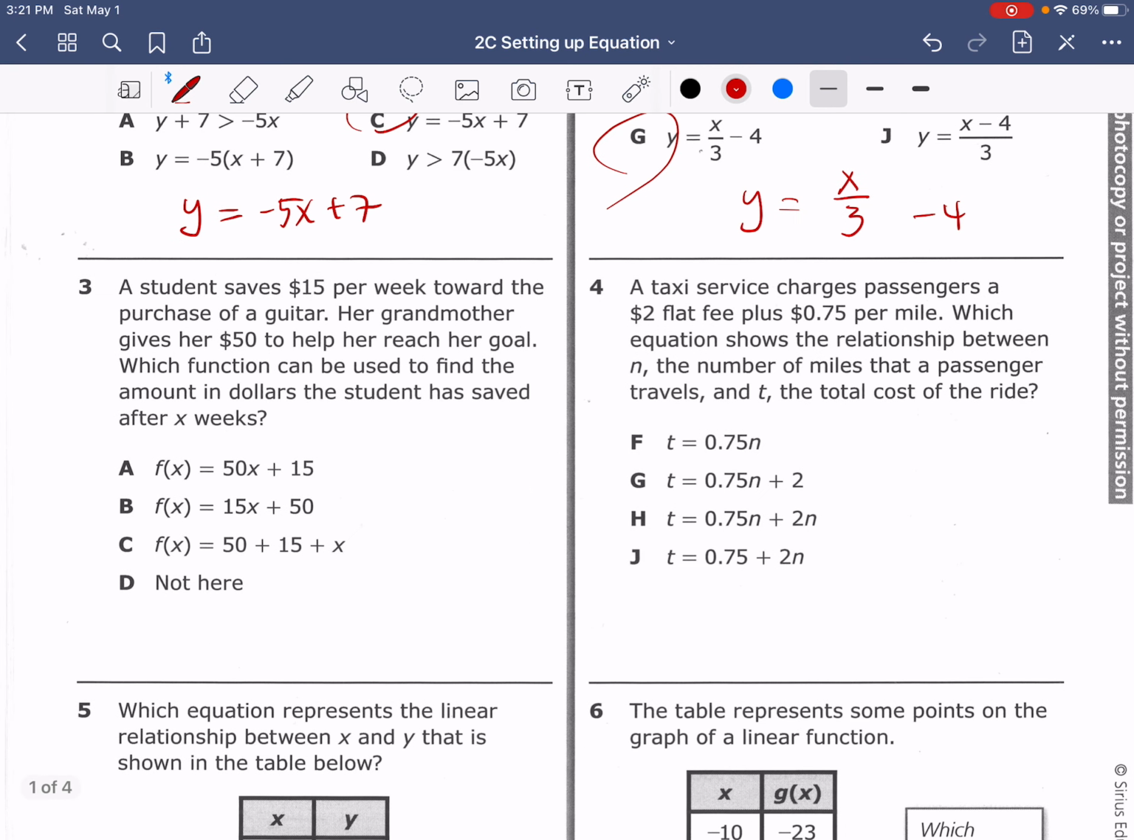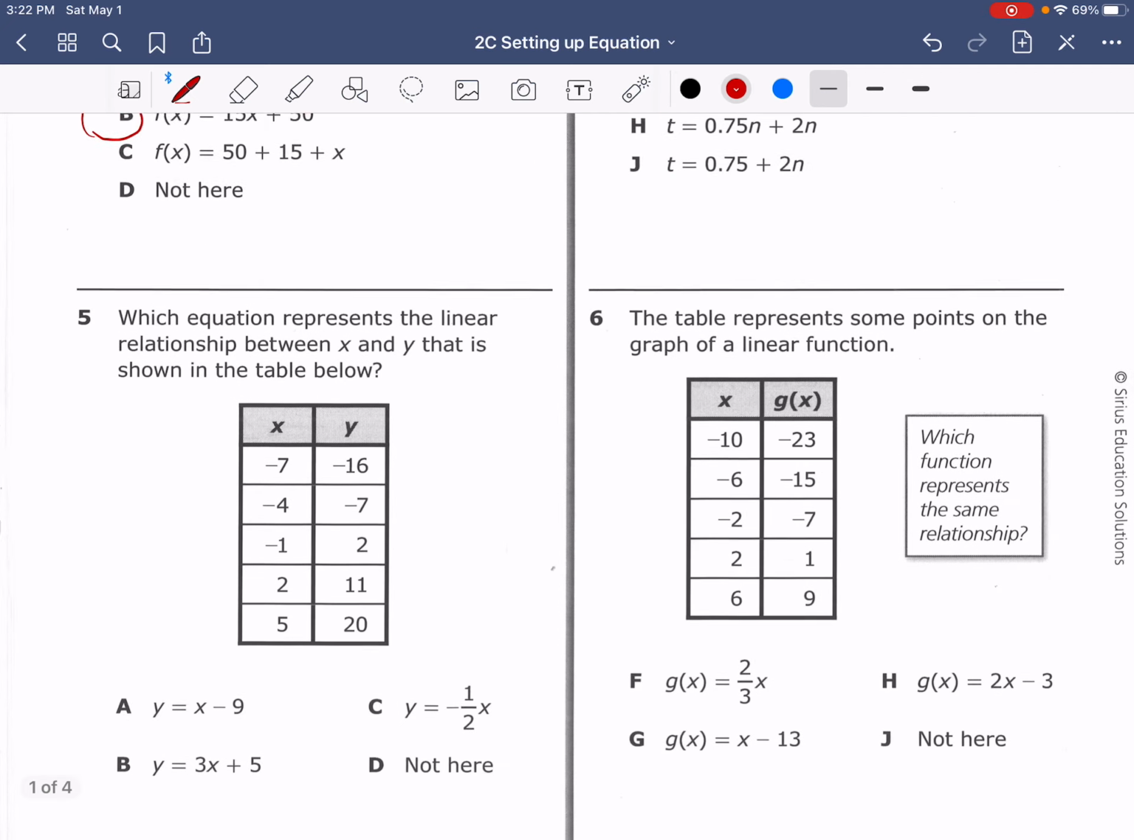So let's do question number 3. A student saved $15 per week. Per week, so it's going to be 15x, because we don't know how many weeks have passed, to purchase the guitar. Her grandmother gave her $50 to help her, right? Which function best represents this? Oh, we already got the answer, right? So try question number 4 by yourself. Per mile, pause the video because this one should be done by yourself, okay?